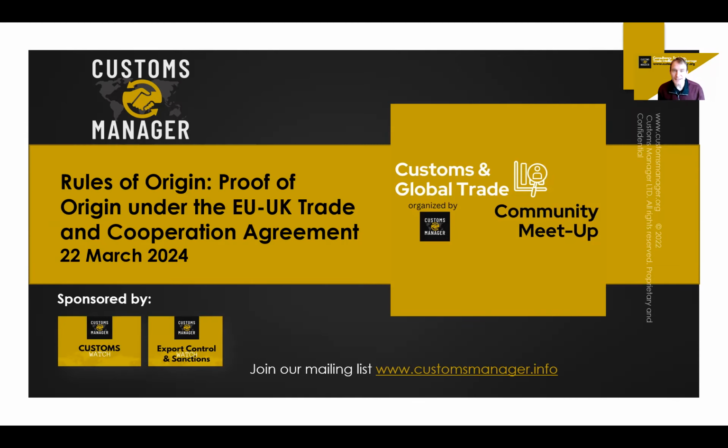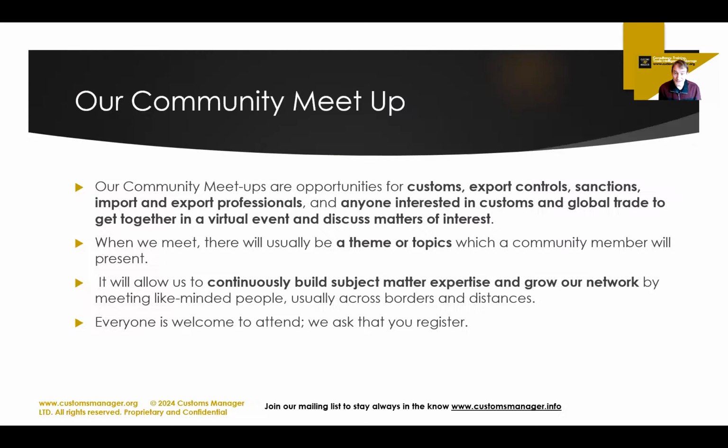I've prepared some slides. So this is our customs community meetup, an opportunity for customs professionals and export control and sanctions professionals to come together once a week, focus around one topic, have that discussed, and then have the opportunity to build our network and our subject matter expertise. Today we're going to be talking about the proof of origin under the EU-UK Trade and Cooperation Agreement. Quite specific, but we need to be specific when we talk about rules of origin, obviously. This is our feature topic today.